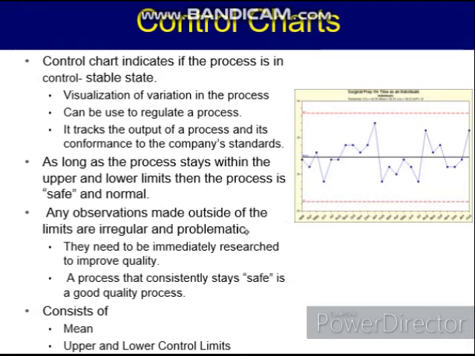If you see that the data is moving outside the control limit, then you need research to improve the quality. You have to find out the root cause and fix it to make sure it moves back within the control limits. A process that consistently stays safe is a good quality process. So you want your process to be within the upper and lower control limit. And this control chart consists of what? It consists of the mean line, the black one, and you have two additional lines, the top and bottom, called the upper control limit and lower control limit.